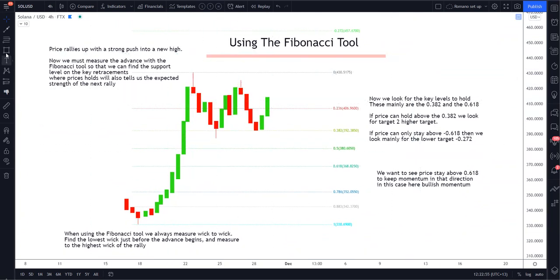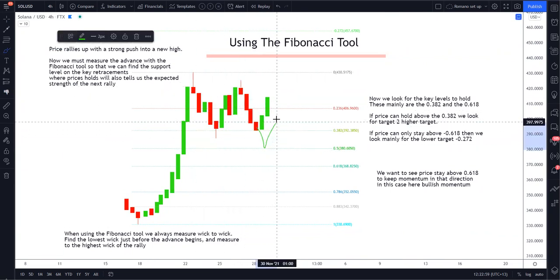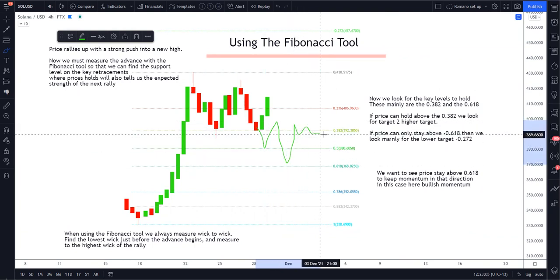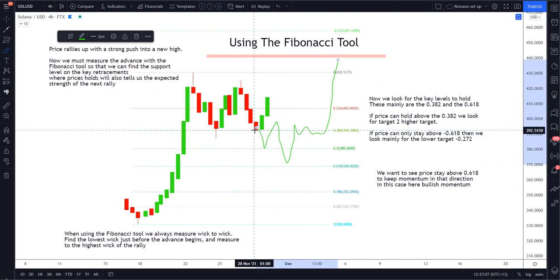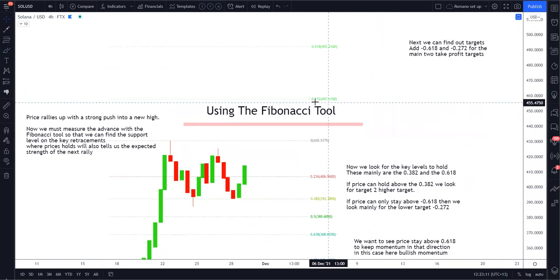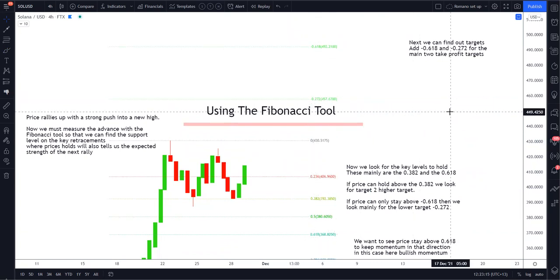Now, if we end up coming down deeper, so let's just say that price here ends up retracing a little bit further, came back up, and then we came back down here and tagged the 0.618 and then came up and then reclaimed it, did some sort of an inverse head and shoulders type setup. Then I would be looking for the lower target, which is this one here, which is the negative 0.272, right?